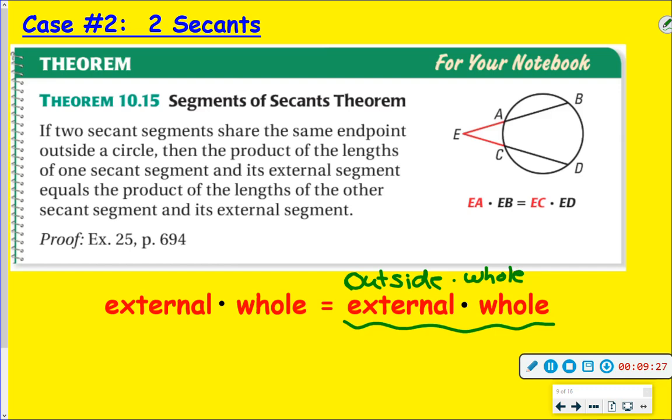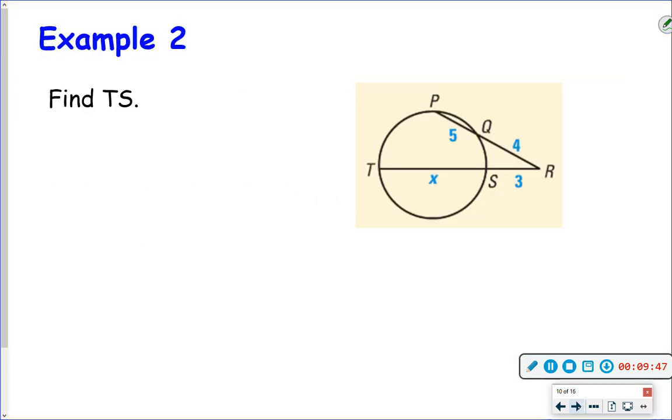So anytime you have a secant, let's see, of course we don't have color copy machines, the outside piece is the red, and then you're going to have to come up with the entire length of the whole thing. Anytime you have a secant, whether it's two secants or mixed up with a tangent, the secant calculation is always the same. So here we go.